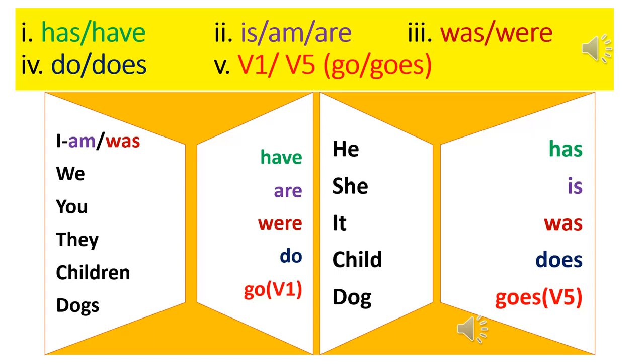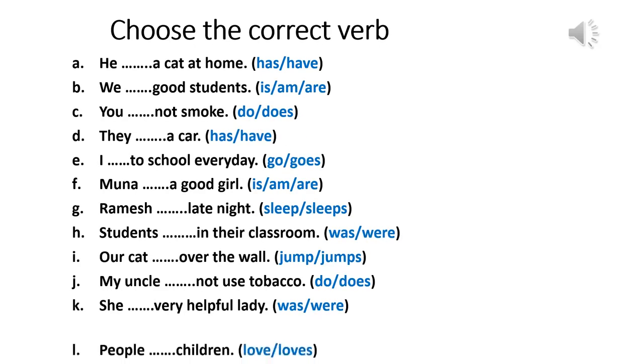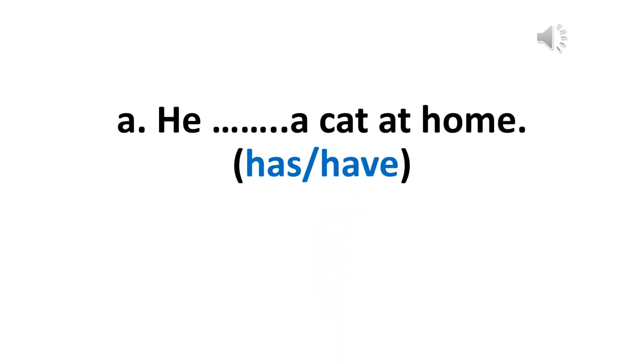Okay, did you enjoy the song? I hope you did. After you have learned all those songs, you can easily do these sort of exercises. For example, look at number A. The subject is he, and the verbs are has and have. So you have to sing the song of has and have, keeping in mind what comes with he.